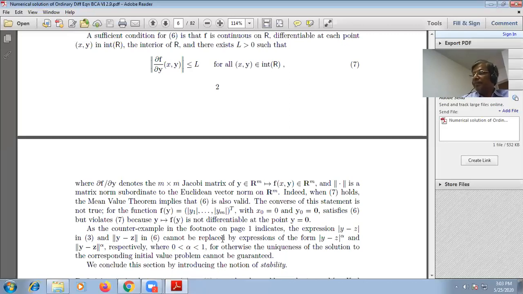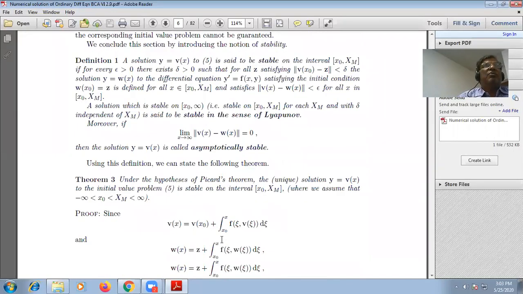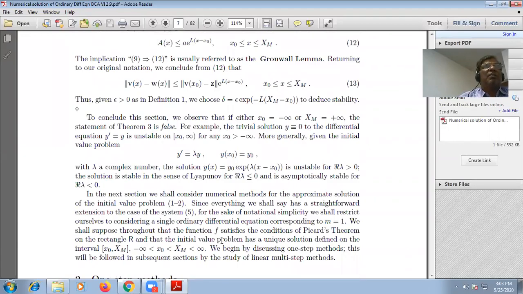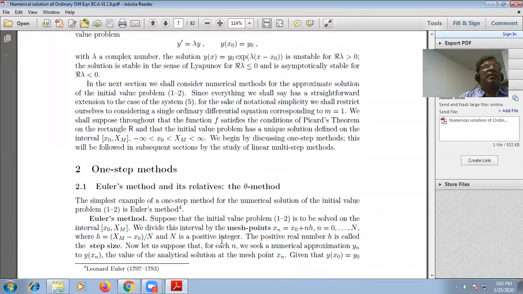And the topic we are discussing is Euler's and Picard's method. So you can find Euler's method also and its relatives.